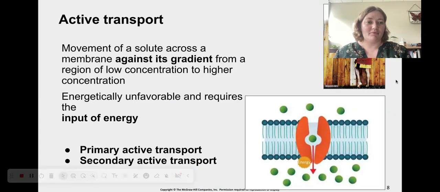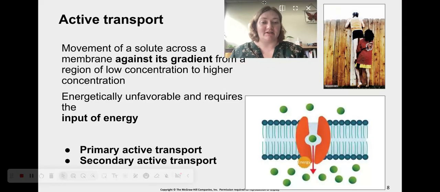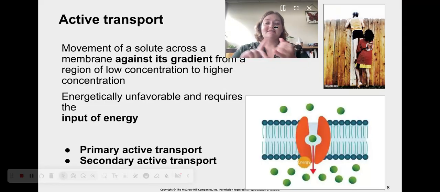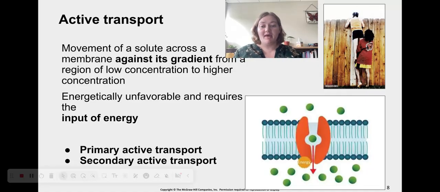All right, so we've talked about passive transport, which includes simple diffusion and facilitated diffusion. They require no energy. Now, what if we need to move a solute across the concentration gradient, going against the concentration gradient? So now we're going from a region of low to a region of high.